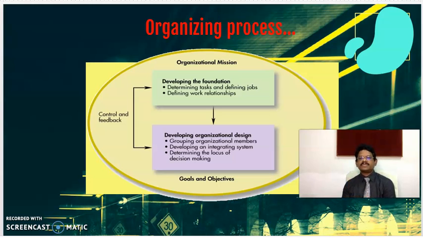The second step, the most important thing, is developing the organizational design. We are designing the organization completely in terms of grouping organizational members. As I was mentioning about specialization, we are grouping all these things and developing an integrated system, like coordination, networking, and relations, where everything is completely specified. And we are determining the focus of the decision-making process: who is taking decisions at what level, and how they are going to take them. Everything is well defined and clearly specified in each and every job. So that is one important point.